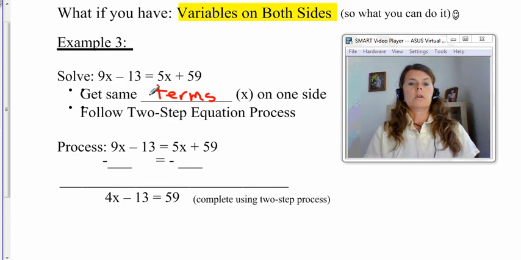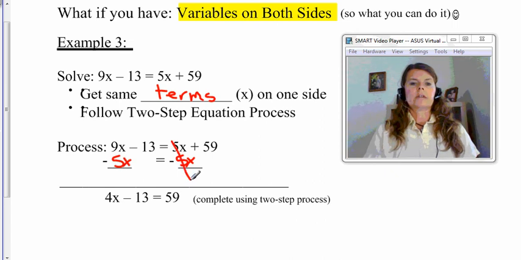You can't just move the 5x over with the 9x, or the 9x over with the 5x, but you could remove, and I always remove the smaller one, because that keeps the negative off your variable. Right now that's not important, but when we get into inequalities tomorrow or the next day, then it is. So the 5x and minus 5x cancel. 9x minus 5x is 4x. The minus 13 comes down.